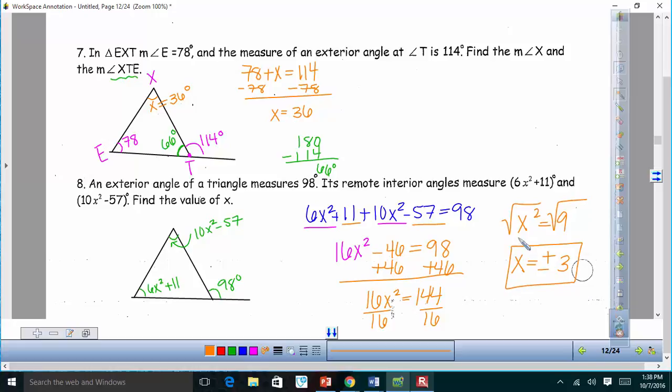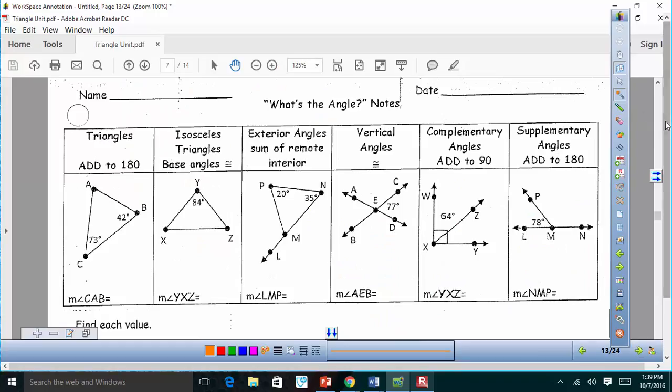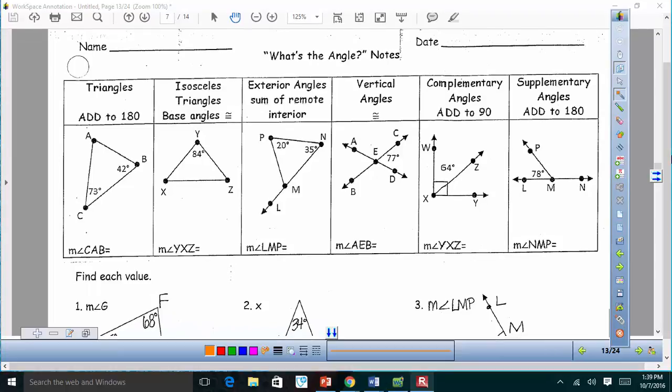So is everybody okay with the exterior angle theorem? Okay. Now, I want to go over a couple things on the what's-the-angle notes. We have already talked about all of these types of angles, so we're going to review and then do a couple, and then I'll let you work. So looking at the first box, we know that all angles in a triangle add to 180. So if I wanted to find measure CAB, which is this angle right here, what would I do to find it?